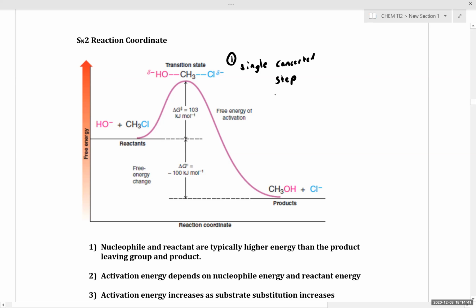The second feature that I want you to be cognizant of is that the nucleophile and the reactant are typically higher energy than the leaving group and product molecule. So what will we call this reaction? Exergonic or endergonic? Yep, it's an exergonic reaction. We have a delta G of reaction of less than 0.